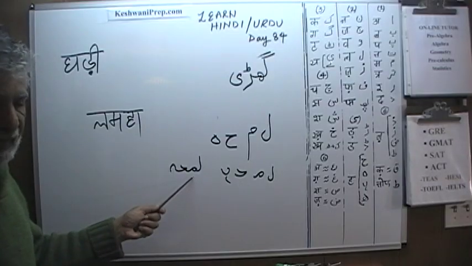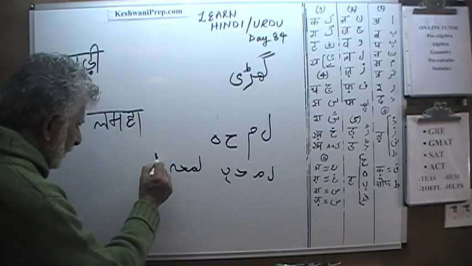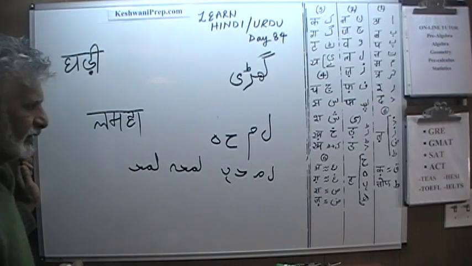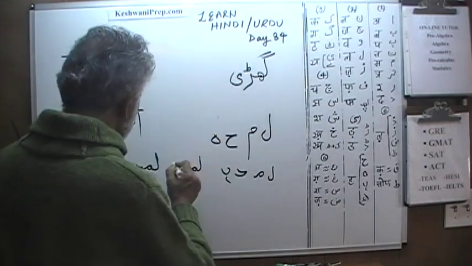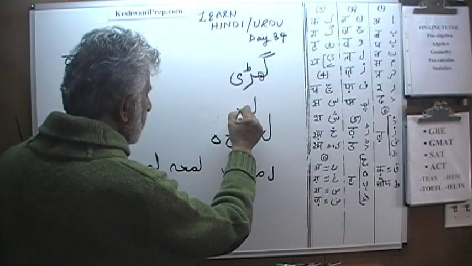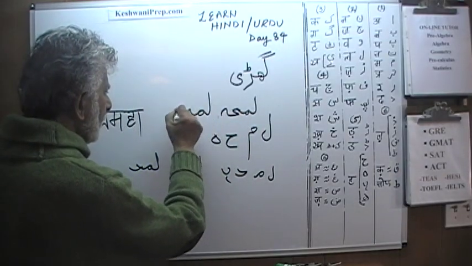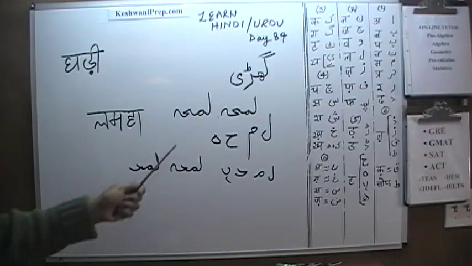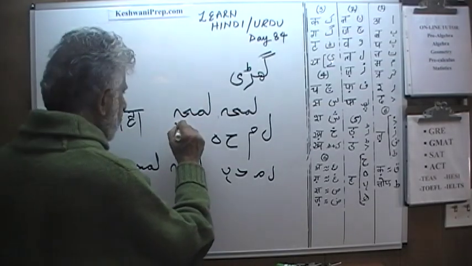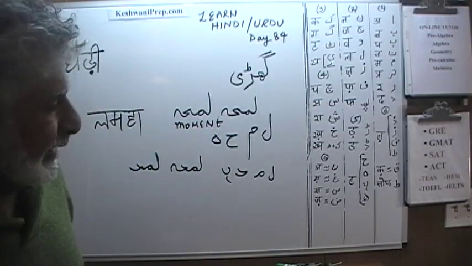As you can see, I had to lift my hand many times. I had to lift my hand, or actually lam and meem you can do together, but then I had to lift my hand to make a ha. That's not how we write it. Lamha would be like this. That's much better. Lamha is a synonym of ghadi. Lamha means moment, a brief point in time.